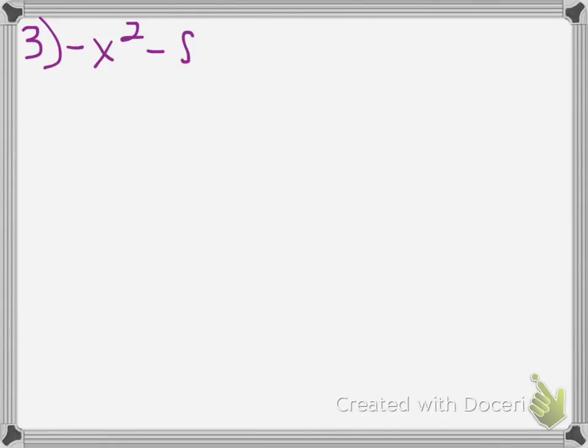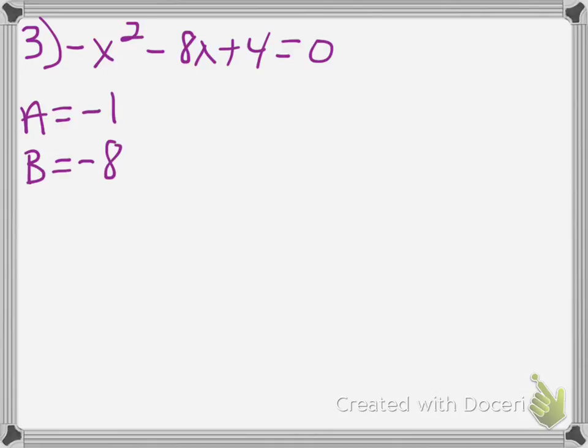So I have negative x squared minus 8x plus 4 equals 0. With example 1, I mentioned, well, what happens if your a is negative? And here we see that. So that's why I wanted to take a peek at an example when that happens. And I also wanted to take a peek at an example of when b is negative as well.